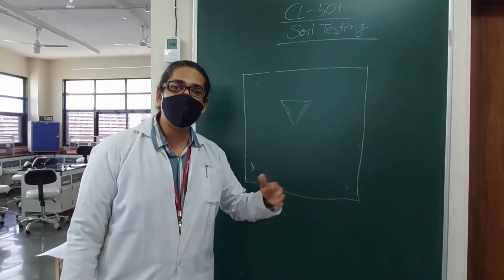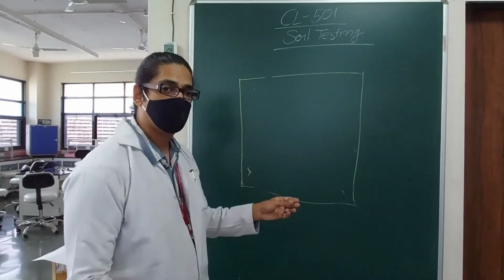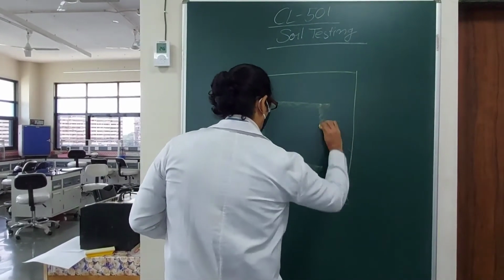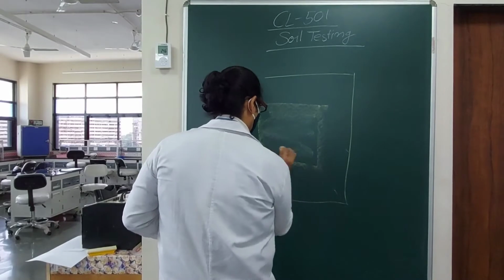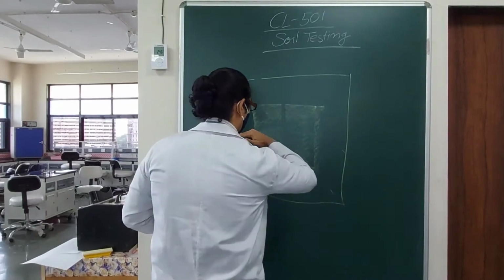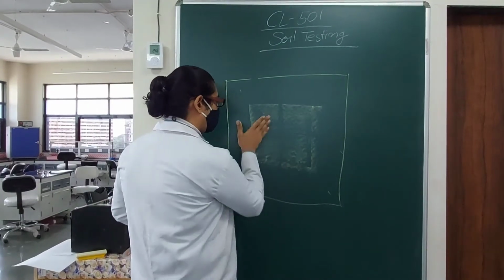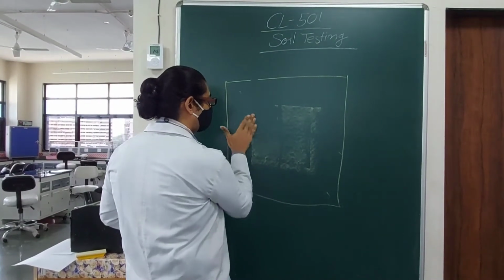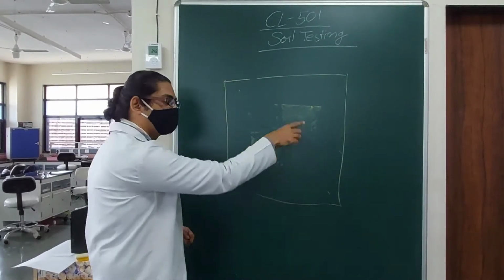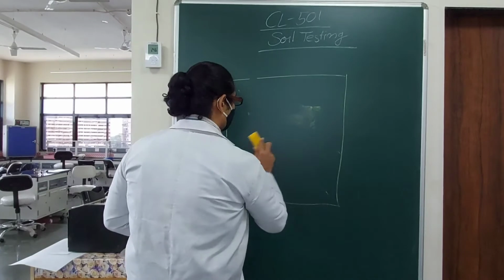Now I said we have to send like 500 grams of soil. So you take all of those and put them together, all 5 kg of it. And then with your hand you can make 4 parts, and remove the diagonally opposite soils, mix the remaining soil, and repeat the same exercise.